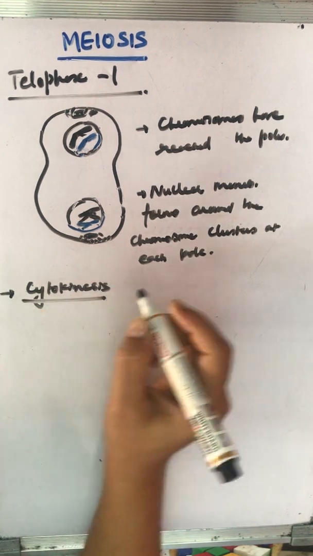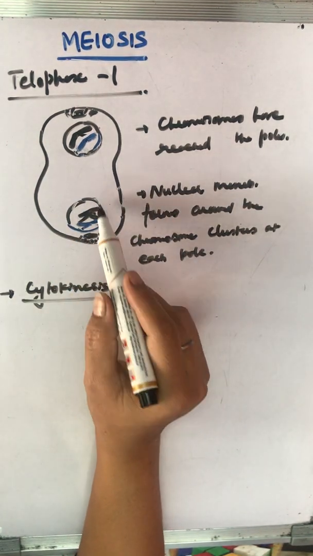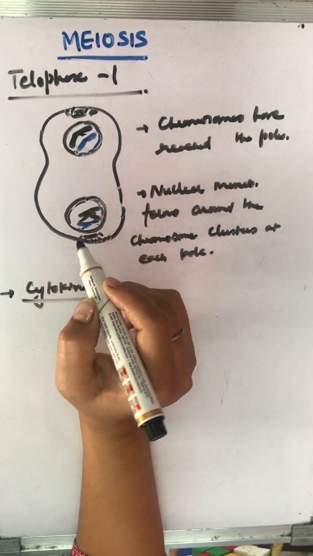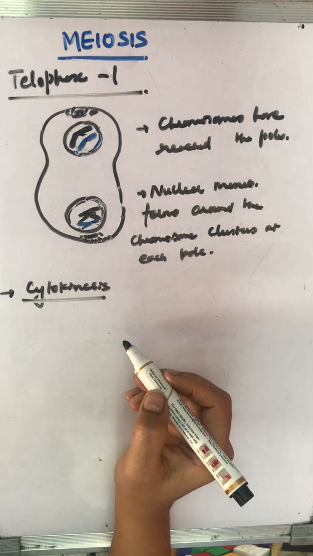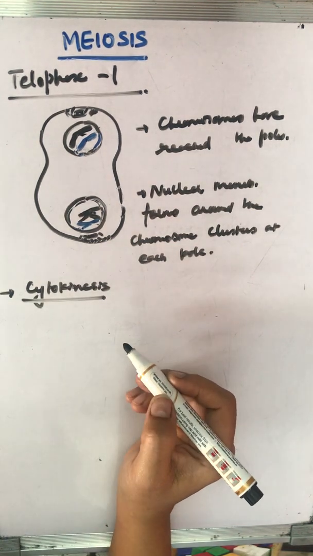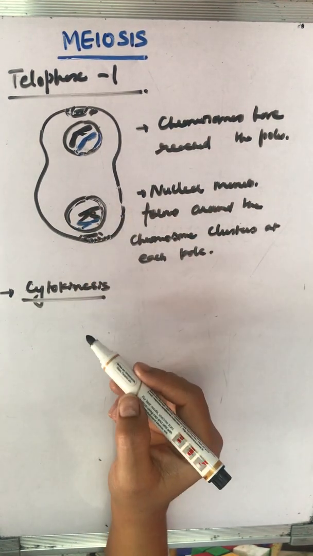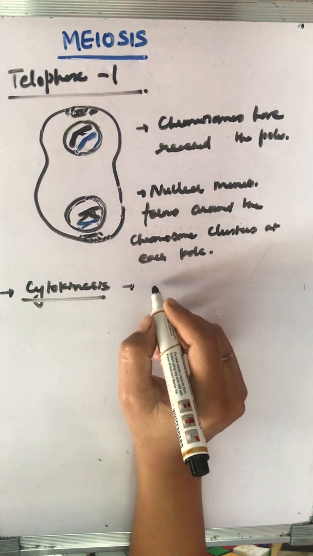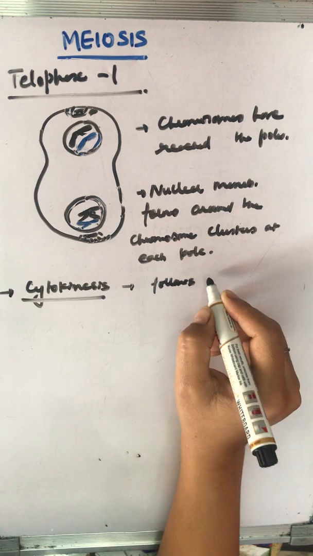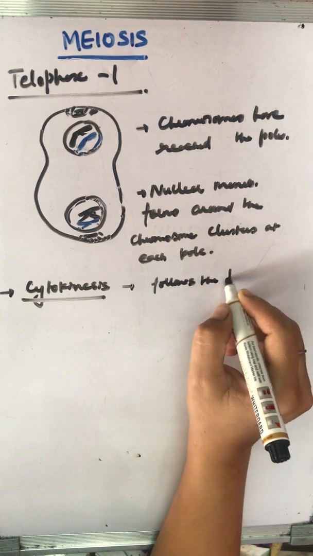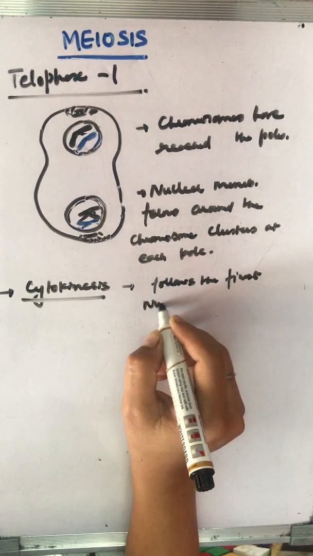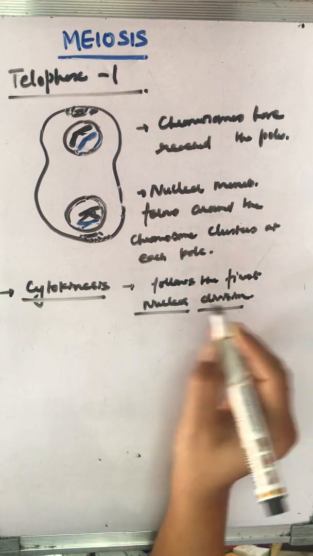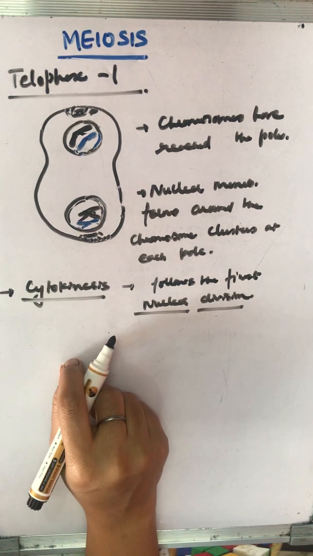Cytokinesis. When the chromosomes have reached the poles and nuclear membrane has started appearing, or then slowly it completes, then what is expected? The first nuclear division has taken place. Now the two daughter cells are formed, right? This cytokinesis generally follows the first nuclear division. Then only the two cells will start dividing further, right?